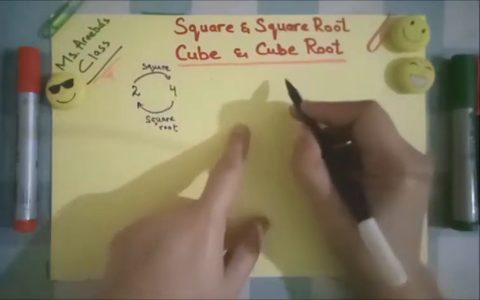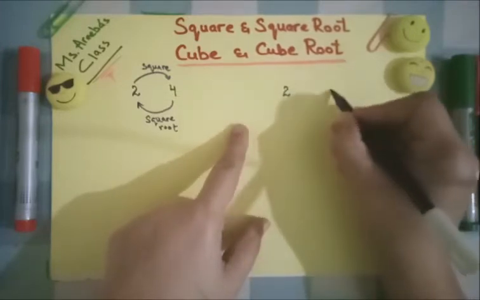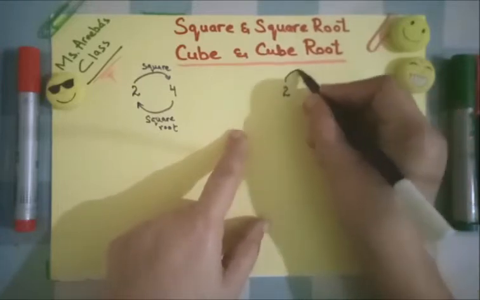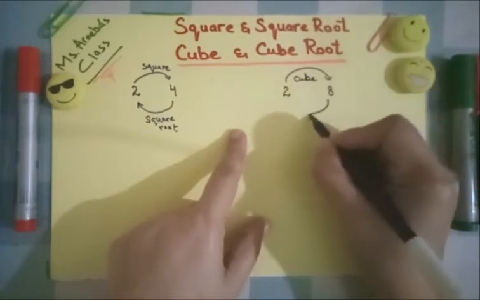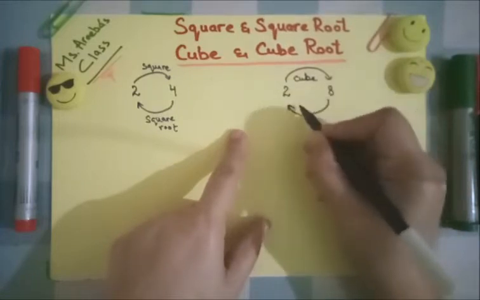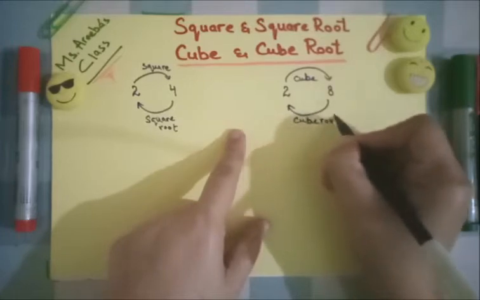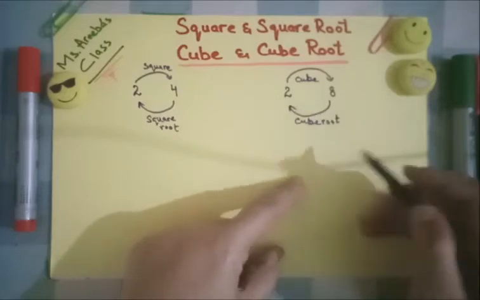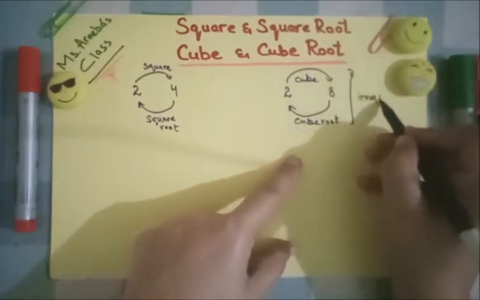On the other side, if I take the cube of 2, the cube of 2 is 8, like 2 multiplied by 2 multiplied by 2 is 8. So this is your cube, and if I take the cube root of 8, it will give you 2. So I am going to write here cube root. It means that in the same way, cube and cube root are inverses of each other.